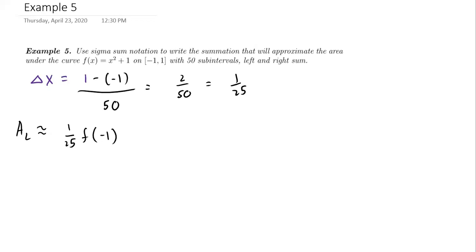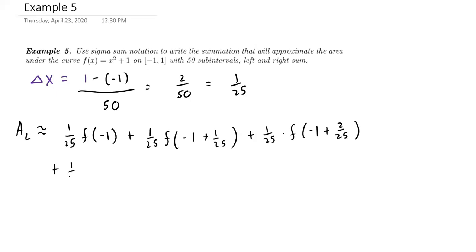Okay. For the next one, the length is still the same, but now we want to add 1 over 25 to the left endpoint. So this is -1 plus 1 over 25. For the next one, the length is still the same, 1 over 25. Now the next endpoint is going to be -1 plus 1 over 25 plus 1 over 25. It's the same as 2 over 25. Plus the next one. Now we have -1 plus 2 over 25 plus 1 over 25. So we add the change in x again. That's -1 plus 3 over 25.